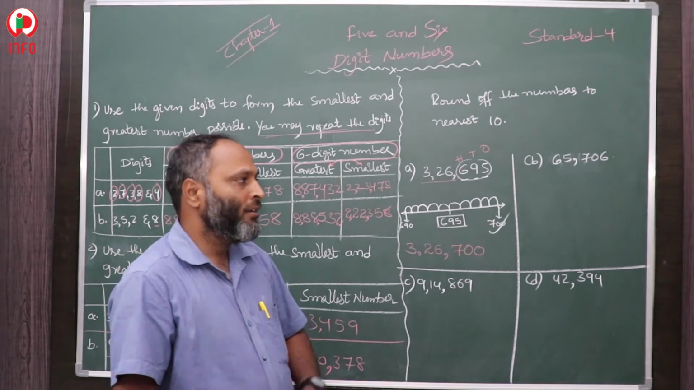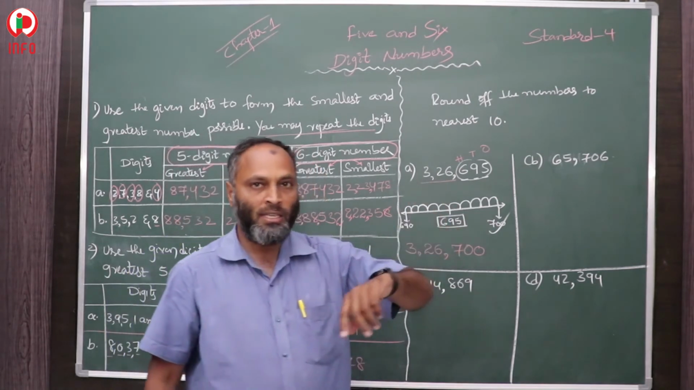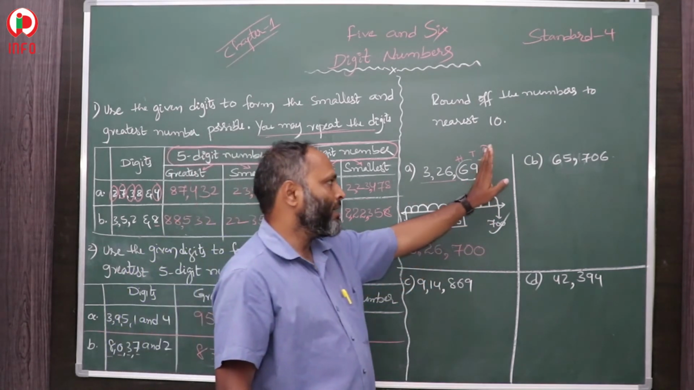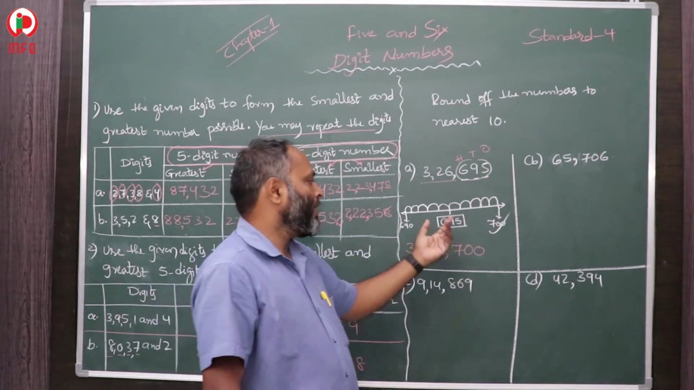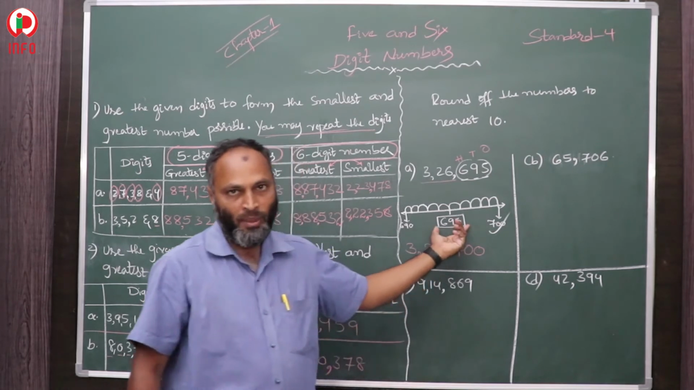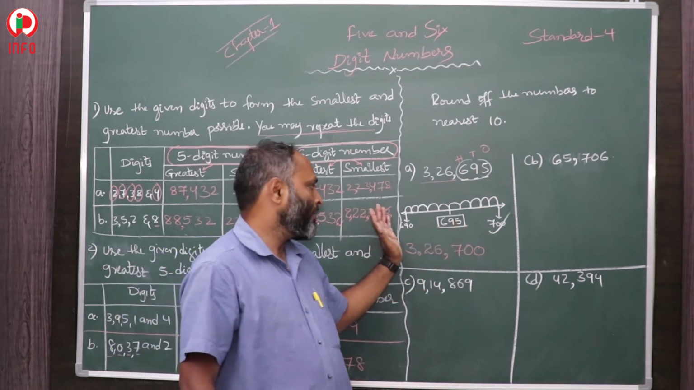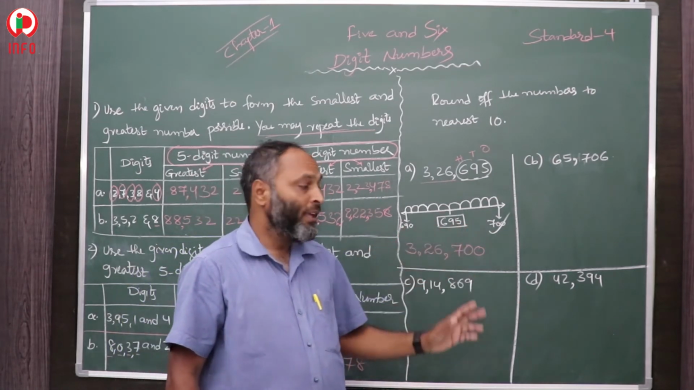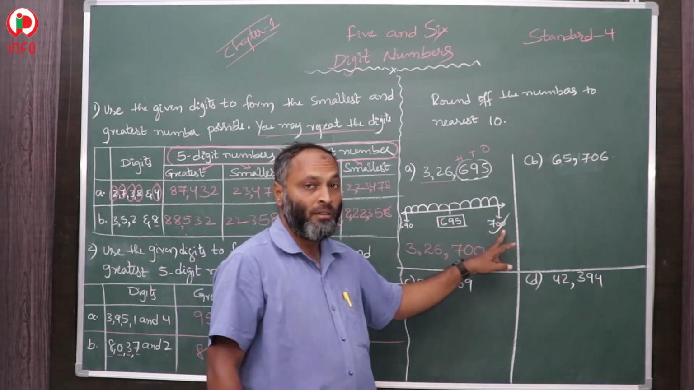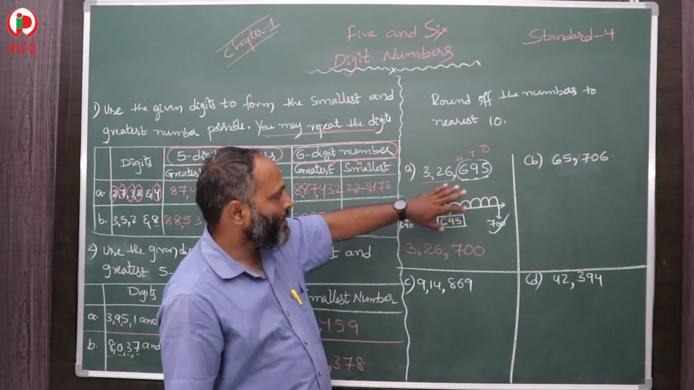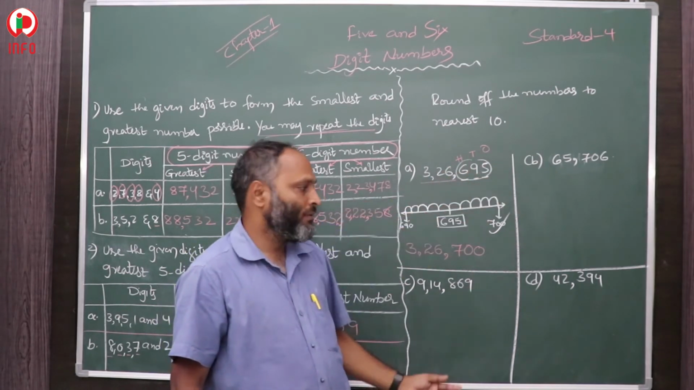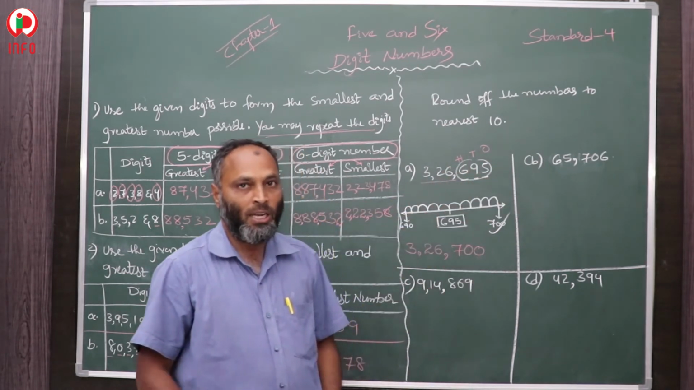For nearest tens, we take three digits: ones, tens, hundreds. And if the number is exactly in the middle of 690 and 700, like that, then we consider 700. The rest we take as it is, and instead of 695 we take 700.